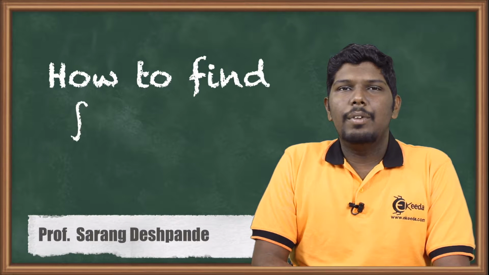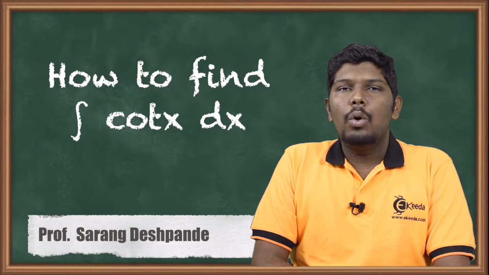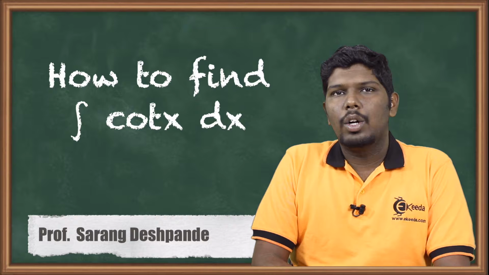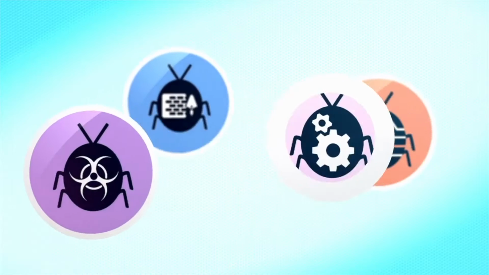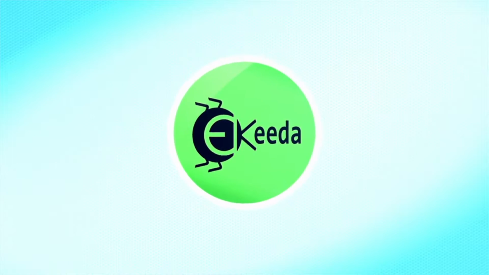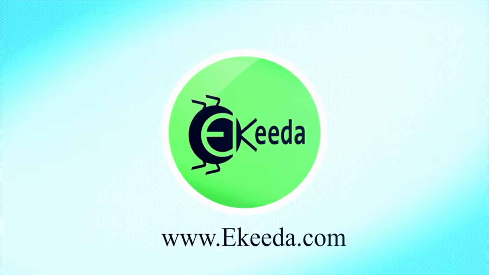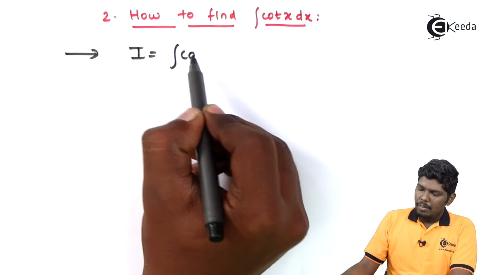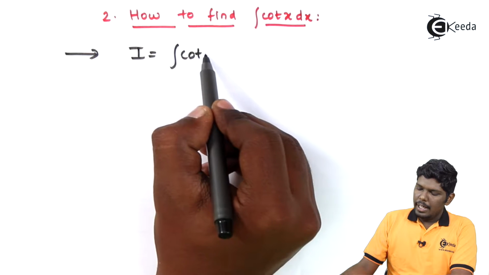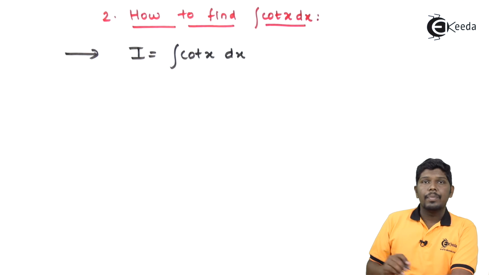Hello friends, in this video we are going to see how to find the integration of the function cot x. Let us start. Considering integral cot x as I, we have I is equal to integration of cot x dx.